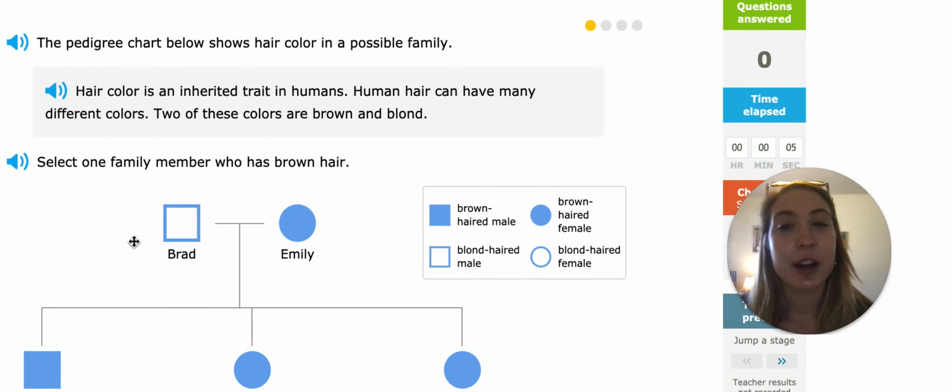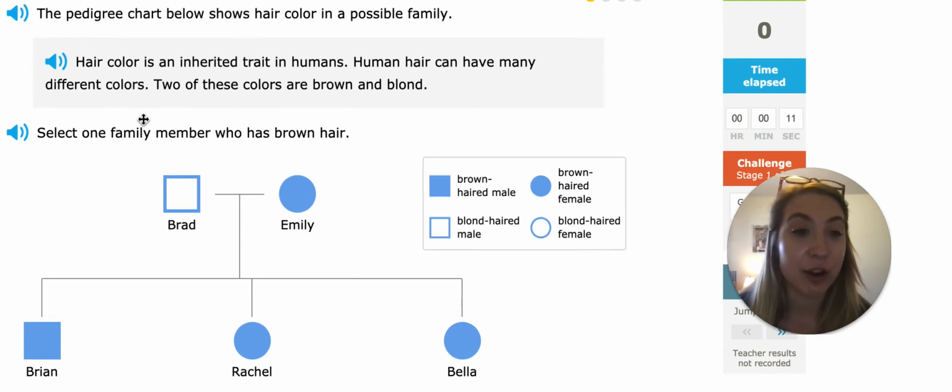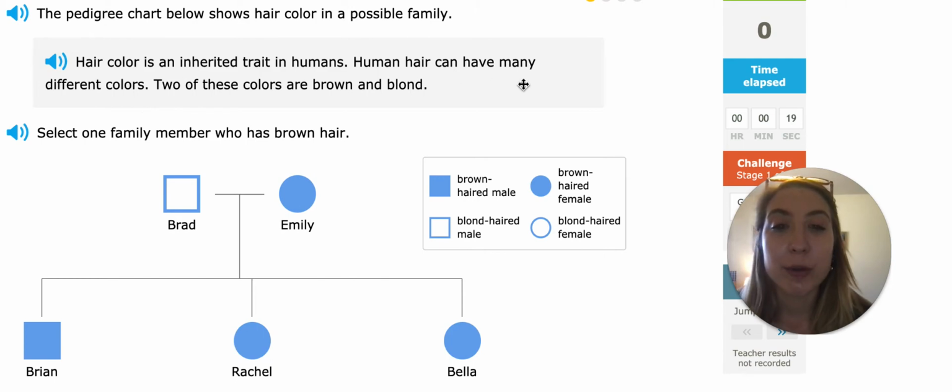Just like here, we're showing hair colors in a possible family. Hair color is an inherited trait in humans. You're born with the hair color that you have. But we also learned last week that if you dye it, that could be an acquired trait. Human hair can have many different colors. Two of these colors are brown and blonde.